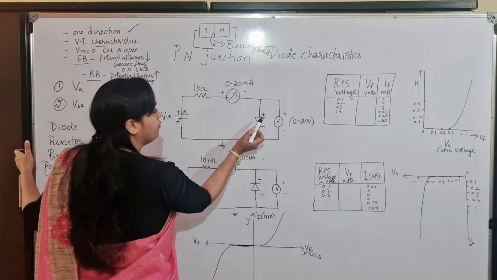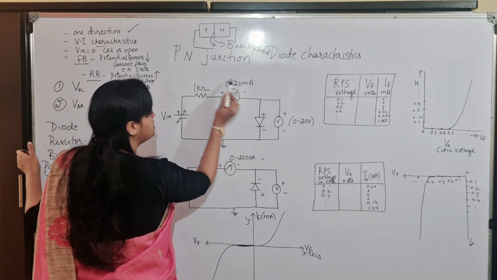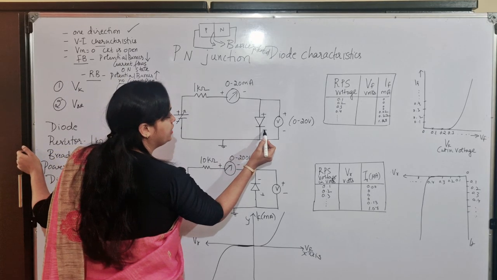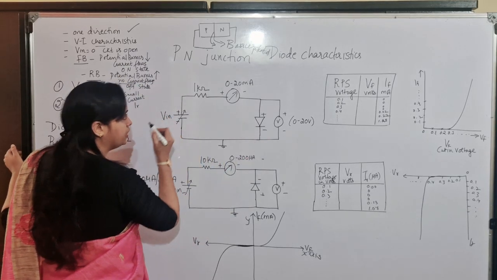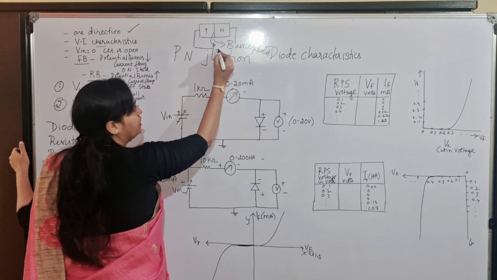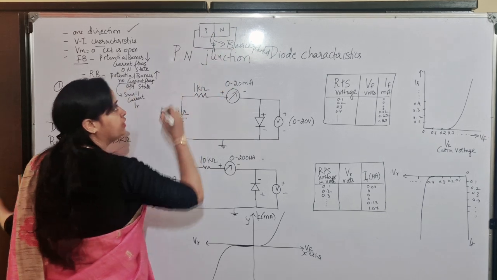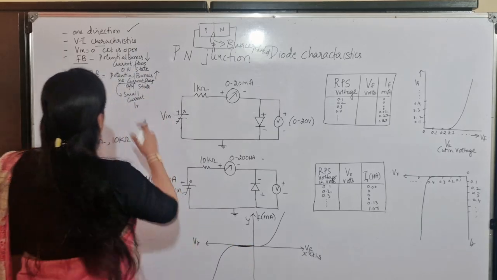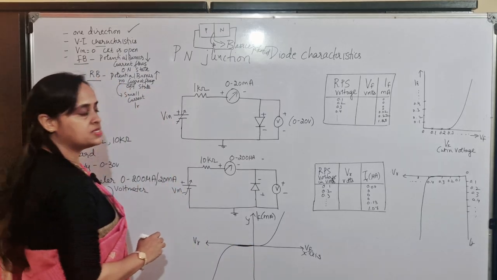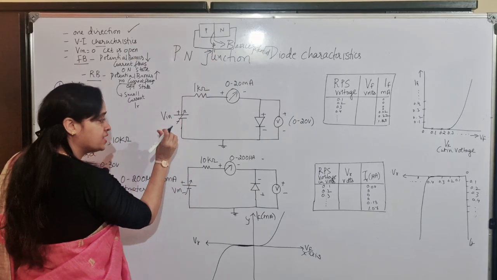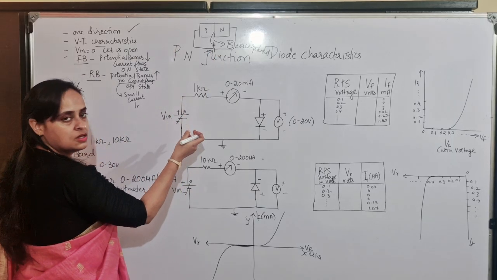See here, this positive terminal is connected to what supply? Positive of supply, and the negative is connected to negative. So when P-type is connected to positive and N is connected to negative, we call it as forward bias. So what is forward bias? In the case of forward bias, what happens? As you increase this Vin, what happens?